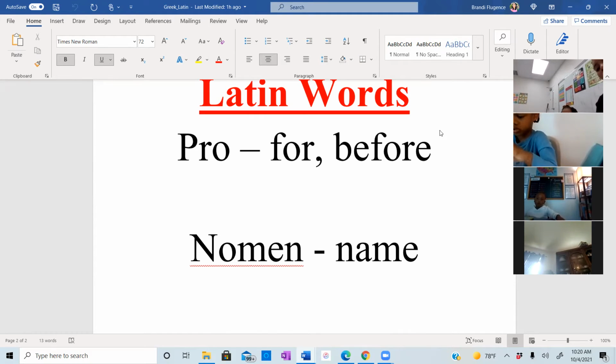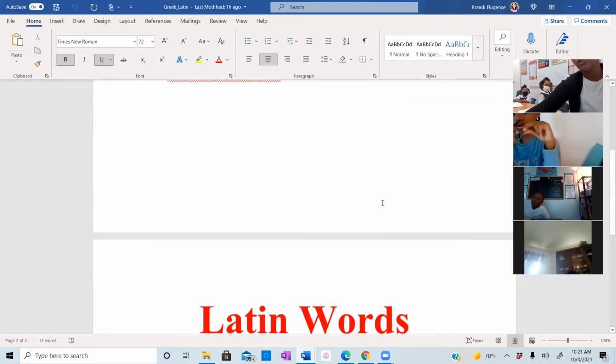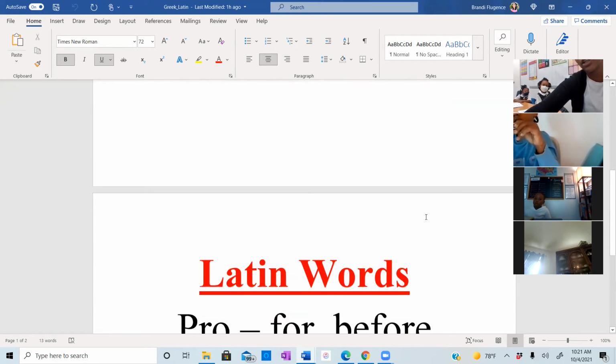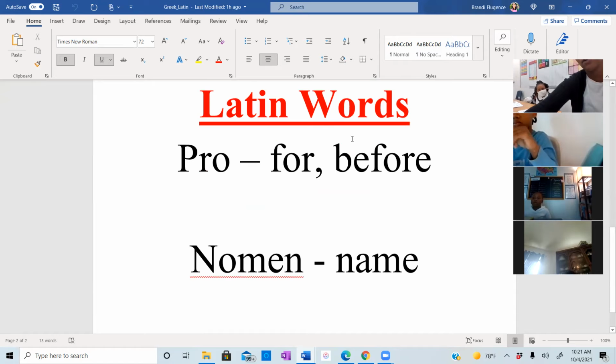Next, nomen. N-O-M-E-N. Nomen, and it means name. Again, nomen. N-O-M-E-N. Nomen, and it means name. Okay? So those are your Greek and Latin words for the week. So Greek word is metron, which means measure. Latin words are pro, which means for and before, and nomen, which means name. So this week we have 15 words total.